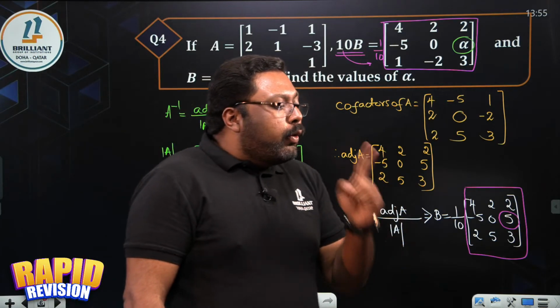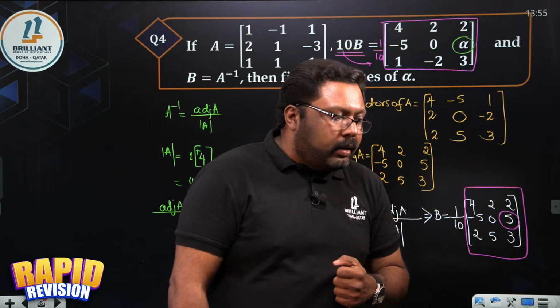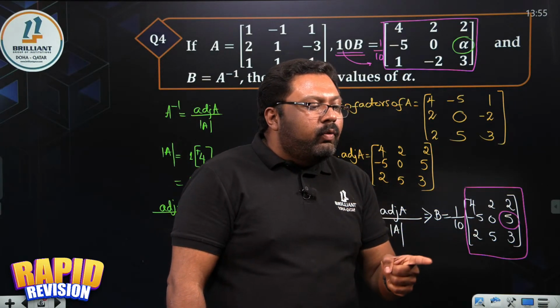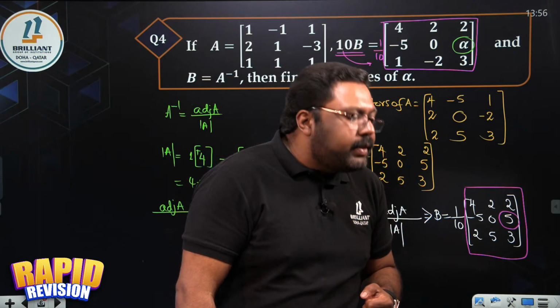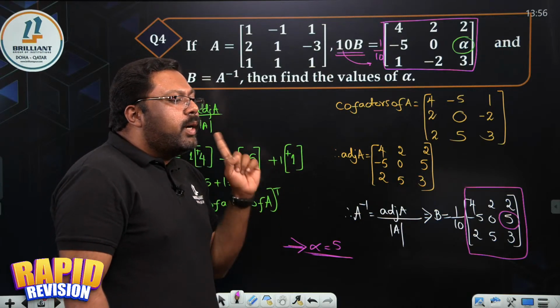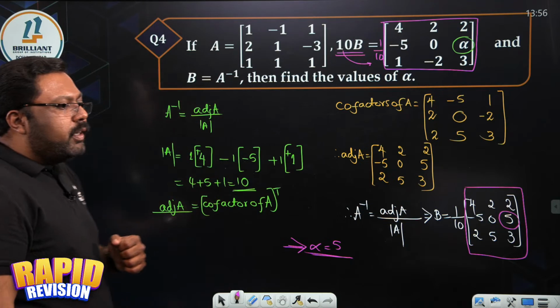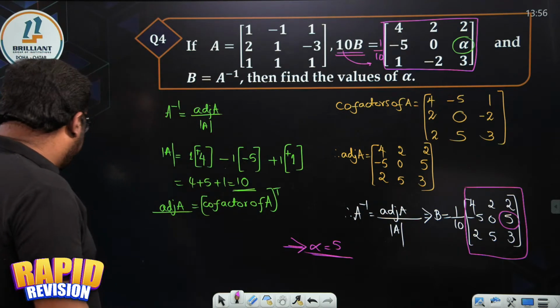Inverse of a matrix from chapter 3 is deleted by using the method of elementary transformations, but finding the inverse using the method of determinants is still applicable, so we have to learn it. A inverse is equal to adjoint of A by the determinant of A. Okay, clear, Vigneshwaran? Okay, fine.